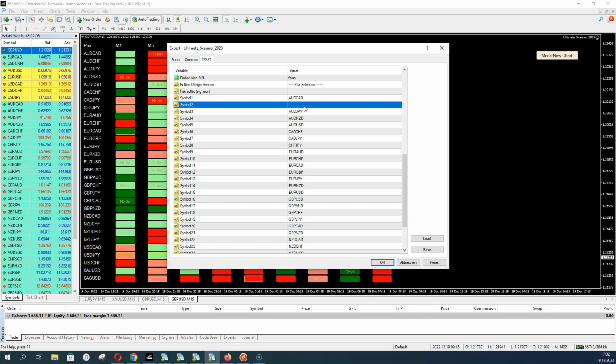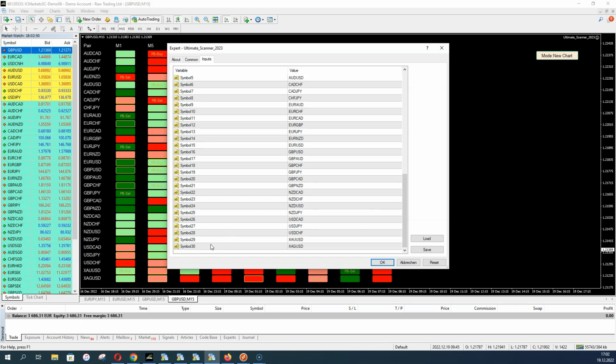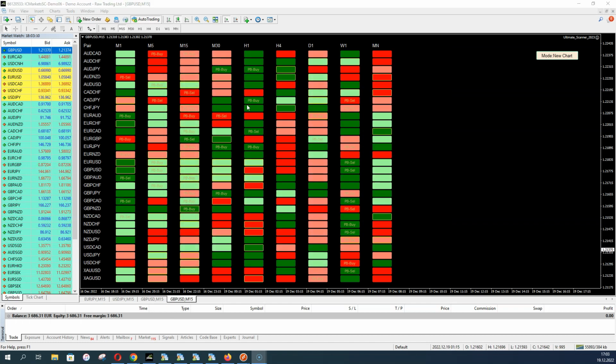If you use a broker which has a pair suffix, like for example the Aussie USD point ECN, you don't have to add this point ECN to every pair. You simply add this suffix here in this field, and then it will automatically add it to all these pair names. So it's much easier instead of typing all this information for every pair here. Okay, but you can change easily the pairs, and like I told you, you can scan with the Ultimate Scanner up to 30 pairs.